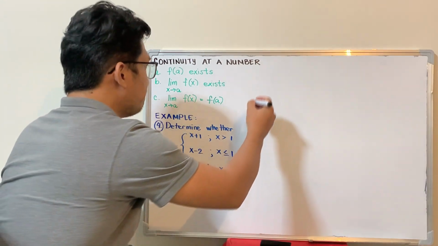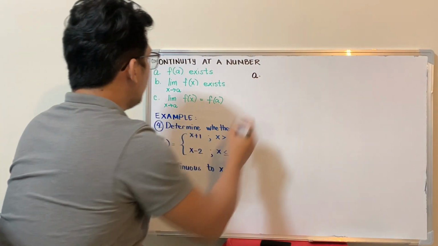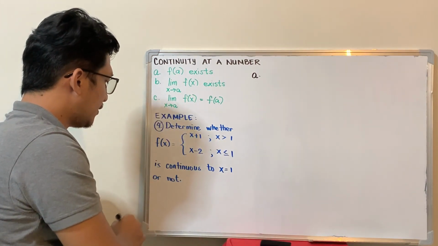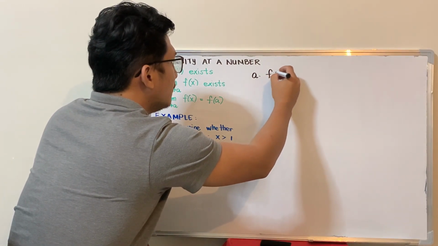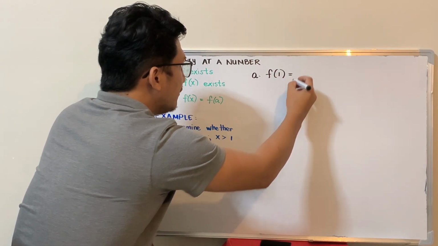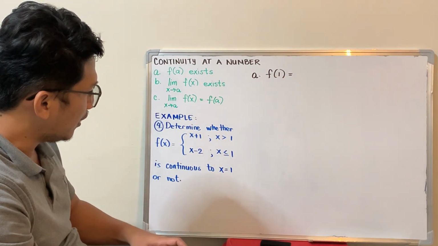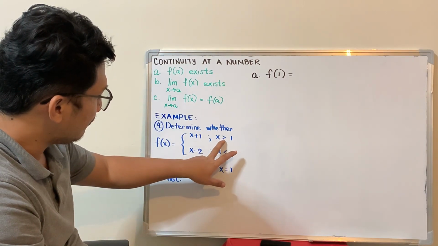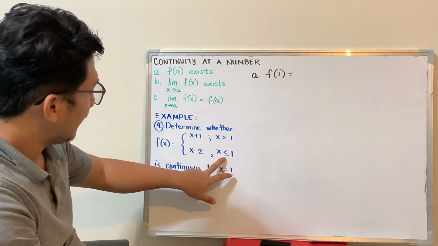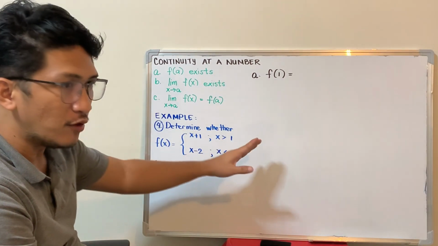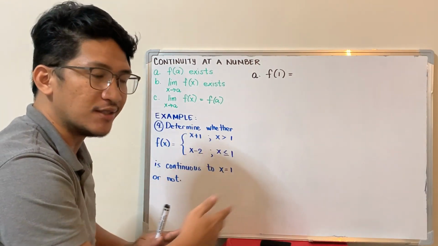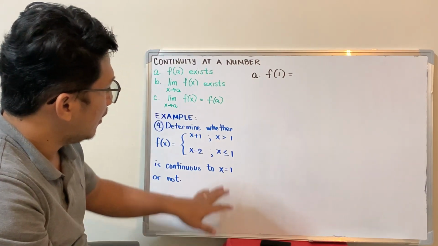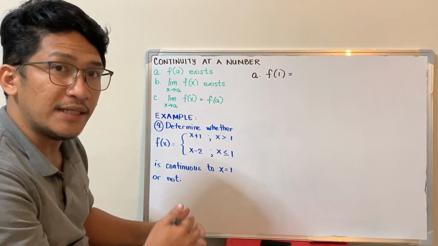On letter A, we are to consider f of a. Our a this time is actually 1, so we have f of 1. You have to understand that 1 is not here but only in here. When you say greater than 1, 1 is not included. It is all the numbers greater than 1. For x less than or equal to 1, 1 is included.